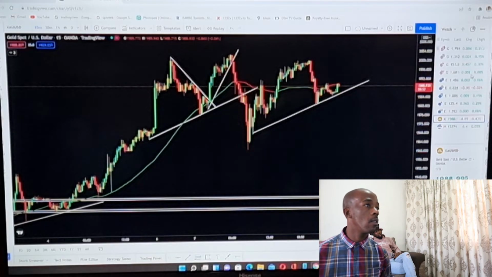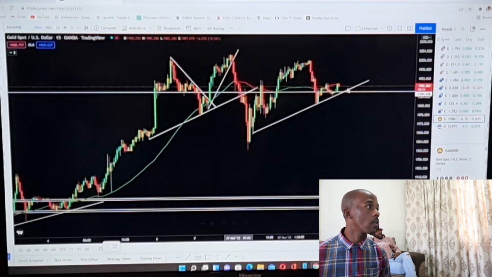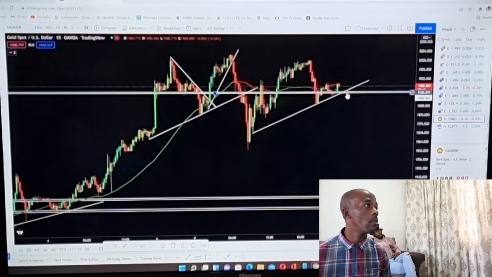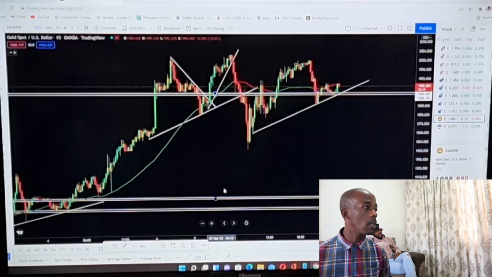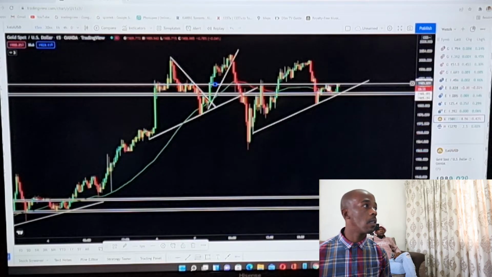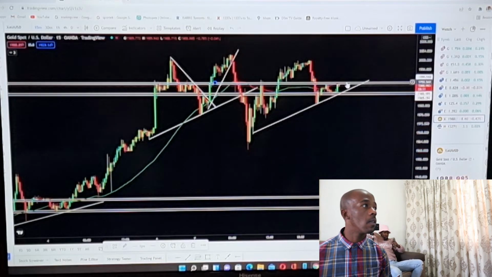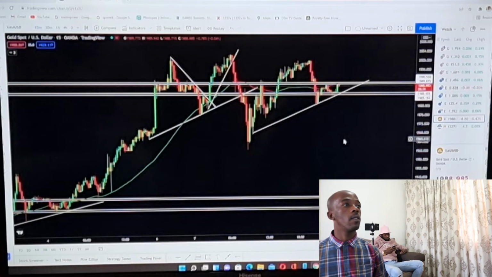So here I'll just put my resistance level and my support level. So my support level, my resistance level, I will put it right here. This is what I see on my side. Yeah, this is what I see.